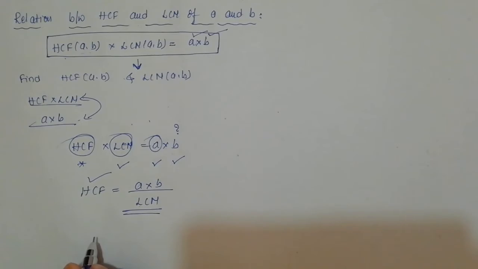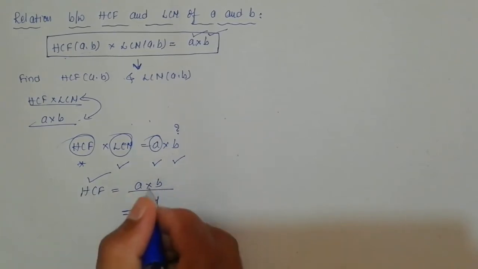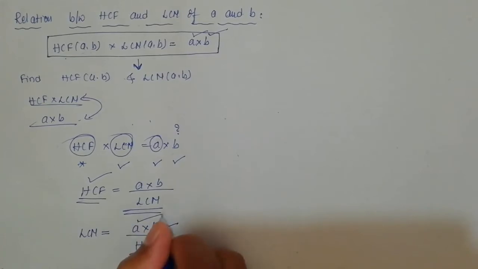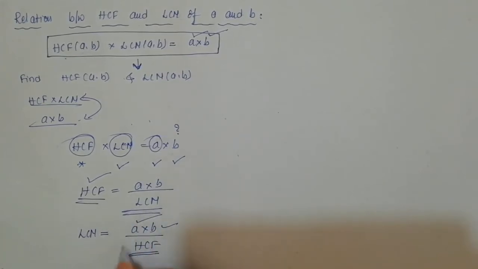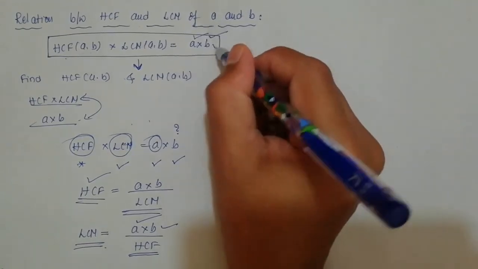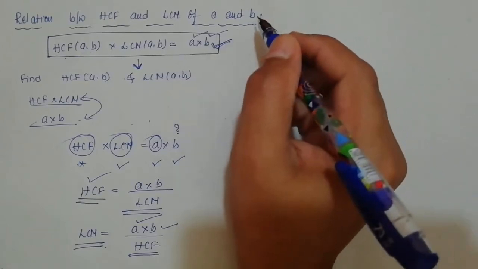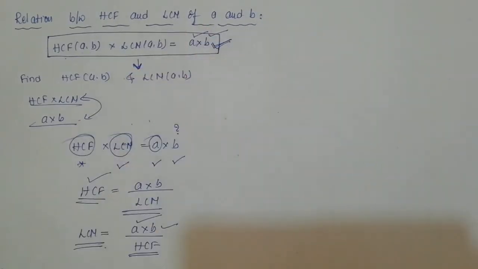If the LCM is known, you can find the HCF by using this relation. And in the same sense, if the HCF is known, you can find the LCM. LCM is equal to A into B divided by HCF. If the HCF is known and A and B are also known, then A into B divided by HCF gives the LCM. So this is the advantage of the relation, and I have solved some questions about this. You can go through that and understand the relation and how the problems will be asked about it.